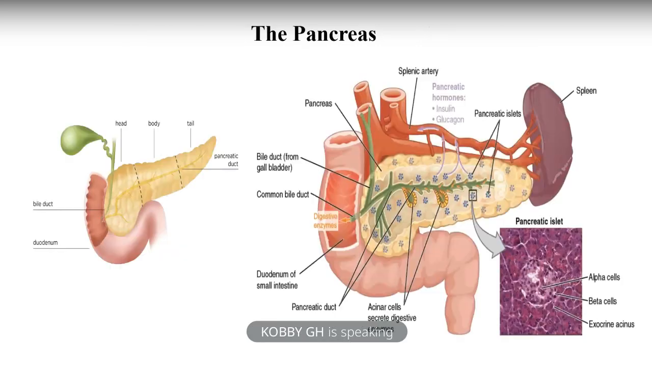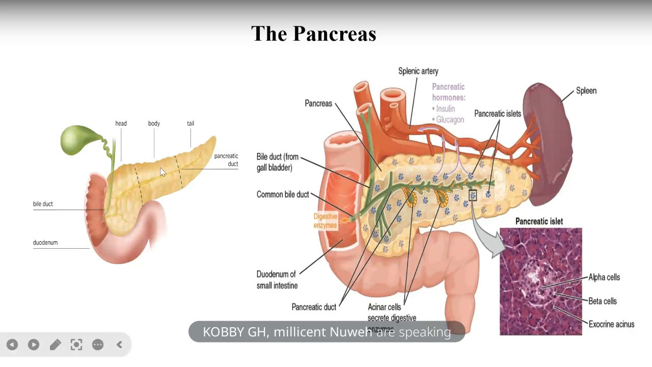Now, the pancreas is anatomically also divided into 3. This part, we call the tail of the pancreas. The part that is far away from the head, we call the tail. And then we have the body of the pancreas. The body is the portion between the head and the tail. And then we have the head of the pancreas.